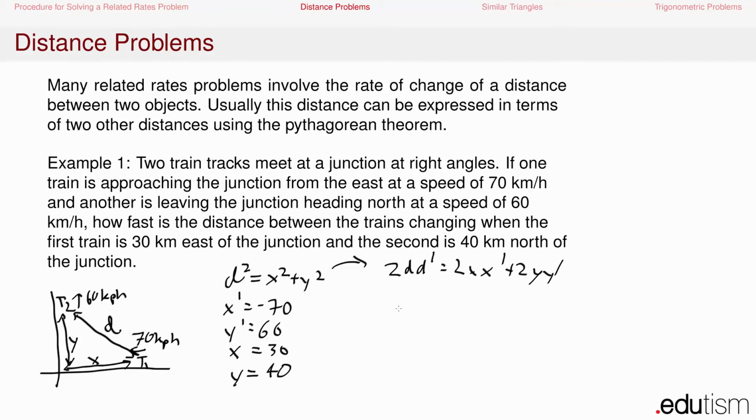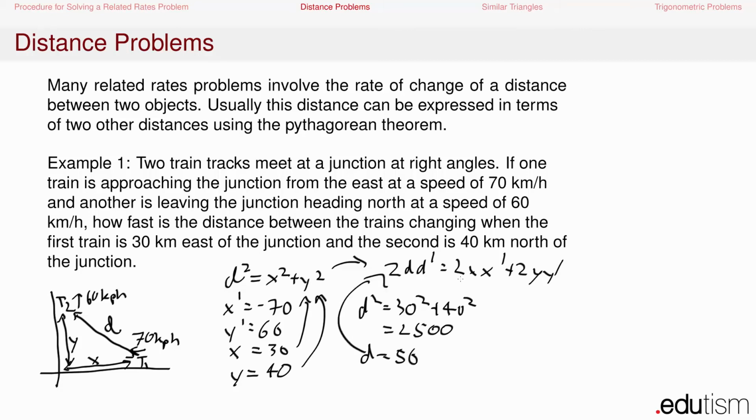Now we could plug all this information in and try to solve for d prime, but we don't know what d is yet. So to find d, we're going to plug x and y into the original equation. We get d squared equals 30 squared plus 40 squared, which turns out to be 2500. So d turns out to be 50. Now we plug this all into the derivative equation, and we get 2 times 50 times d prime, which we don't know, equals 2 times x, which is 30, times x prime, which is negative 70, plus 2 times y, which is 40, times y prime, which is 60.